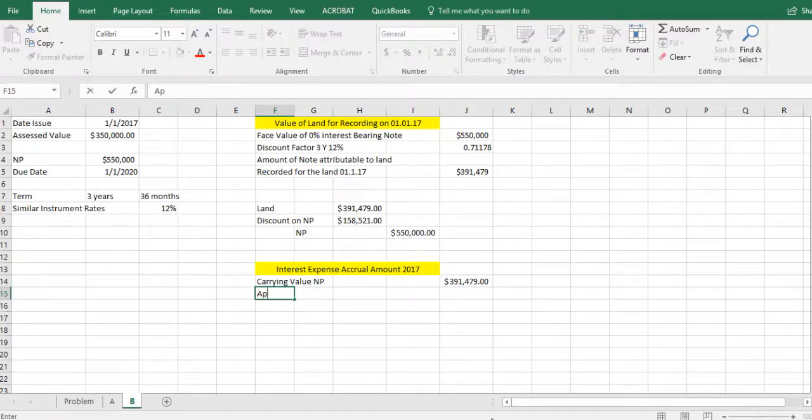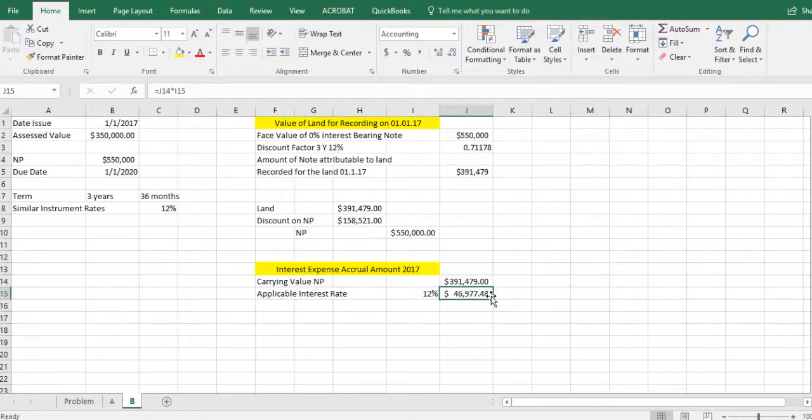We know the applicable interest rate, right? Because for similar instruments, it's 12%. So we multiply that by 12%. That gives us $46,977. This is the interest to be entered for 2017, the amount of interest expense.